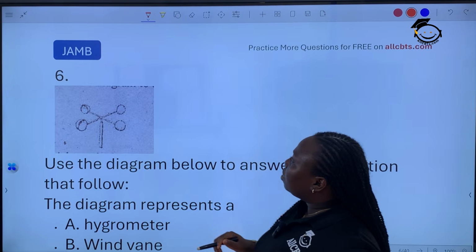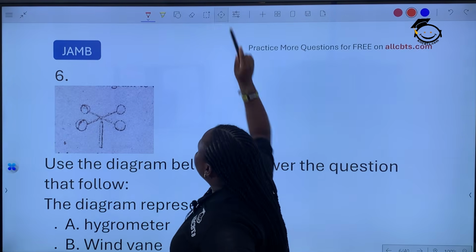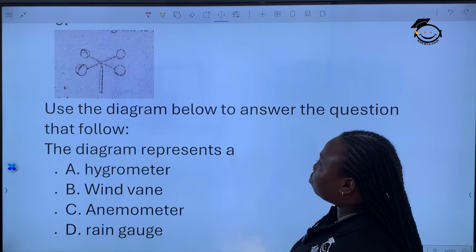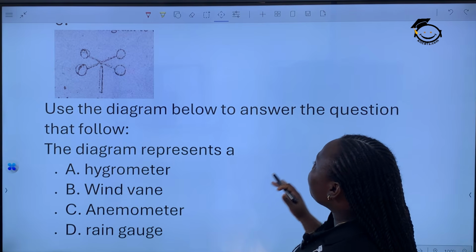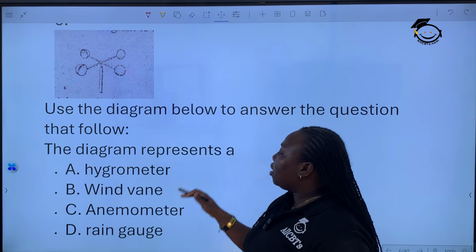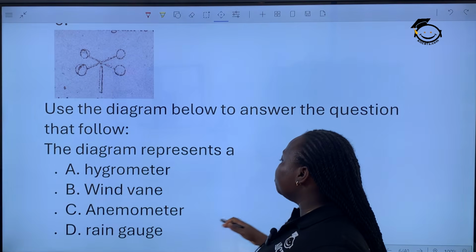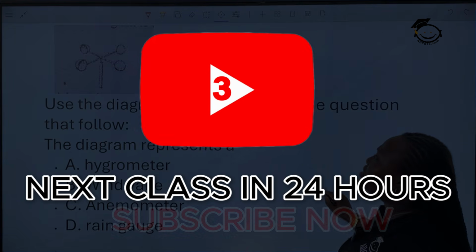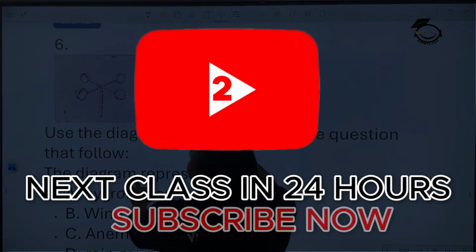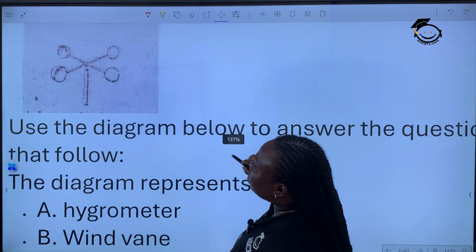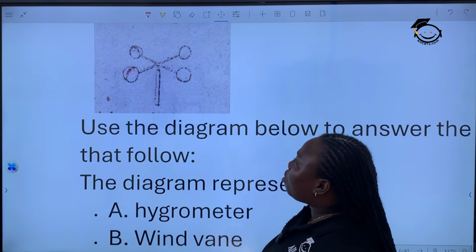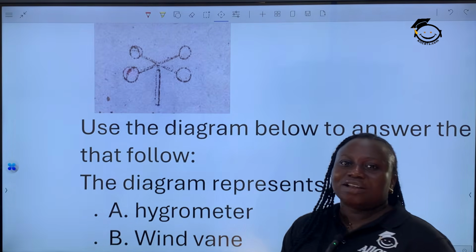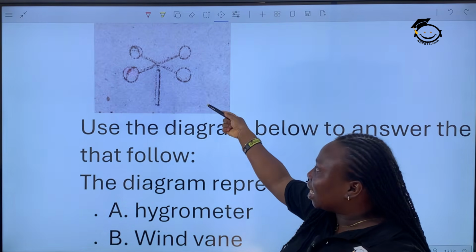Number 6. Okay, we have a diagram here. Now, use this diagram below to answer the questions. Now, the diagram represents what? A, hygrometer, B, wind vane, C, anemometer, D, rain gauge. Now, when you first see this diagram, the first thing that will come to your mind is that it is a wind vane. You will think it is a wind vane because in our primary schools, we had wind vanes, and they looked like this.